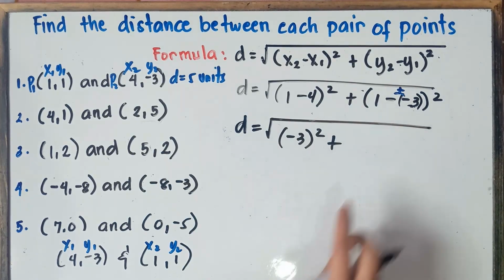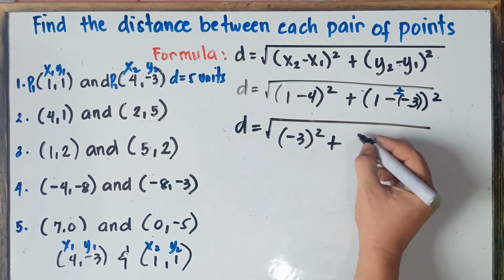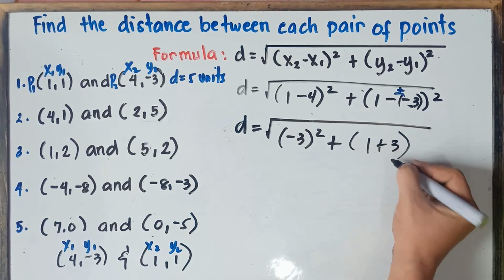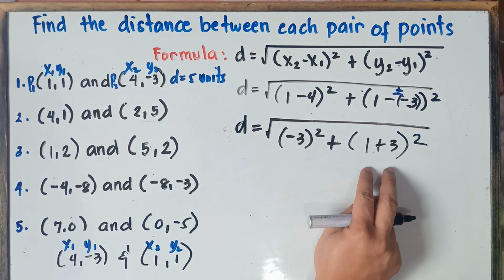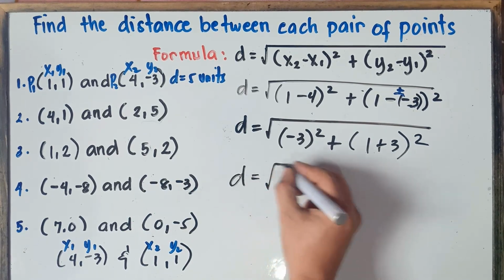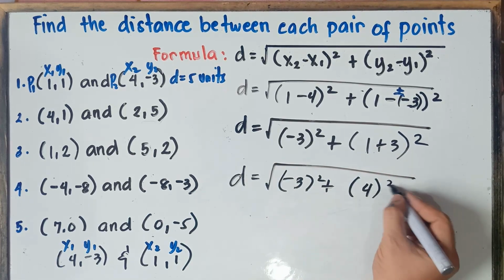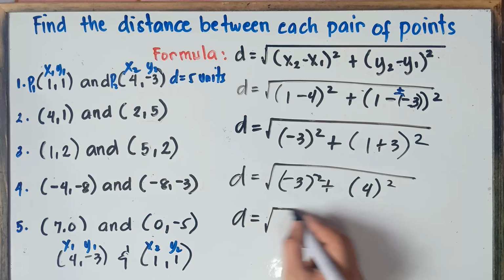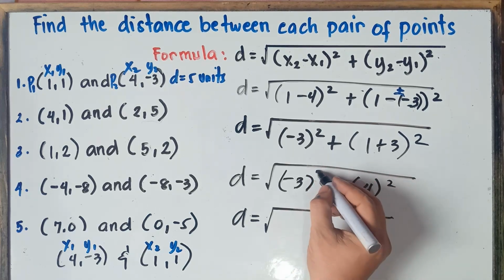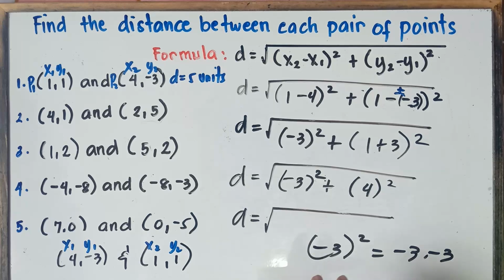Plus, okay, and then this one, negative times negative, will become positive. So, therefore, this will become 1 plus 3, and then squared, or we can make it 4, class, because 1 plus 3 is 4. Okay, let's do it step by step. D equals the square root of negative 3 squared plus 1 plus 3, which is 4, and then squared. Alright, and then D is equal to the square root of negative 3 squared. It means negative 3 times negative 3. Once again, class, you multiply this number by itself twice.